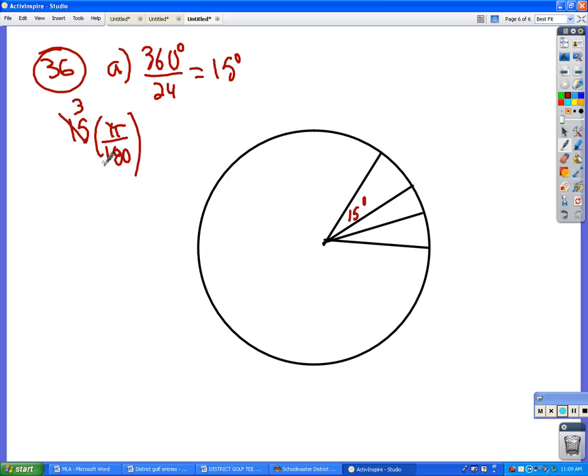5 goes in here 3 times, 5 goes in there 36 times, 3 goes in there once, 3 goes in there 12, so it's pi over 12, which you can figure out as a decimal if you feel better about it that way. Okay? So the measure of each angle in degrees is 15 degrees. The measure of each angle in radians is pi over 12. Okay. B, the radius of the equator is about 3,960 miles.